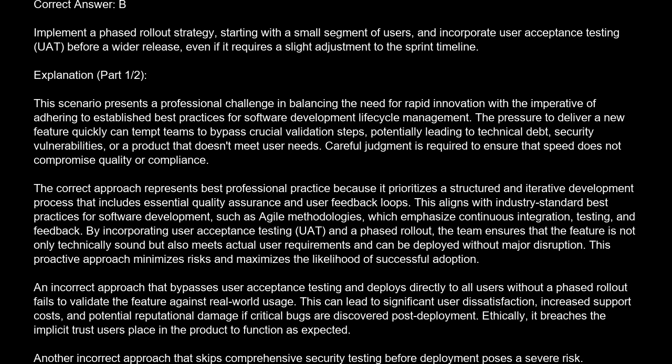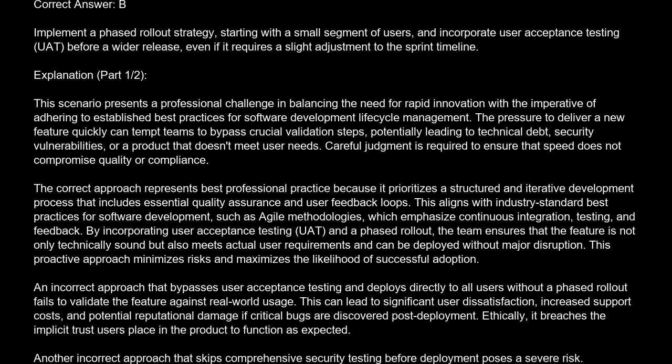The pressure to deliver a new feature quickly can tempt teams to bypass crucial validation steps, potentially leading to technical debt, security vulnerabilities, or a product that doesn't meet user needs. Careful judgment is required to ensure that speed does not compromise quality or compliance. The correct approach represents best professional practice because it prioritizes a structured and iterative development process that includes essential quality assurance and user feedback loops. This aligns with industry-standard best practices for software development, such as agile methodologies, which emphasize continuous integration, testing, and feedback.